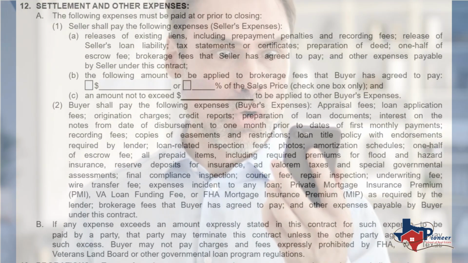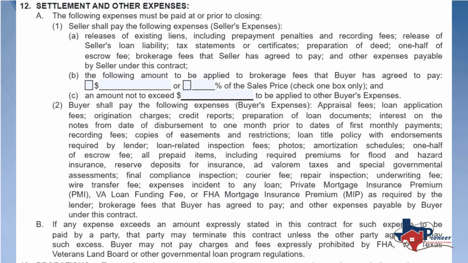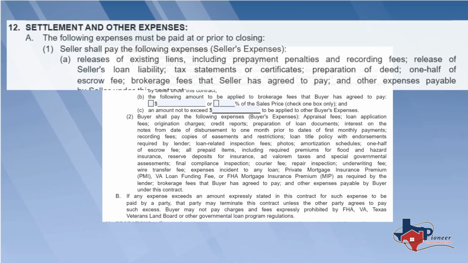Paragraph 12, Settlement and Other Expenses, starts with what the seller will pay at or before the closing. Seller expenses, 12A1A. Think of the seller's role as handing over a clean property. They cover expenses like releasing liens, paying off their mortgage, preparing the deed, tax certificates, and their share of property taxes up to the closing date. Bottom line, the seller pays to deliver a clear title.